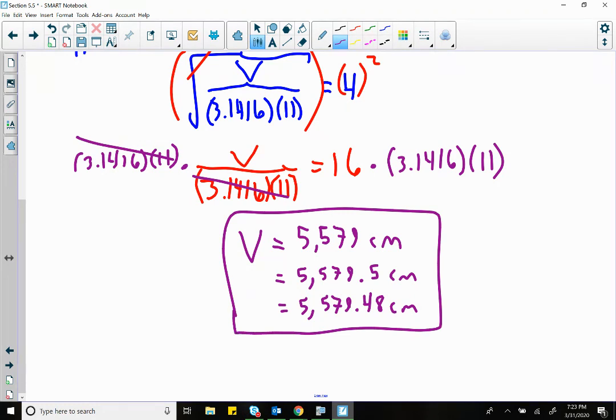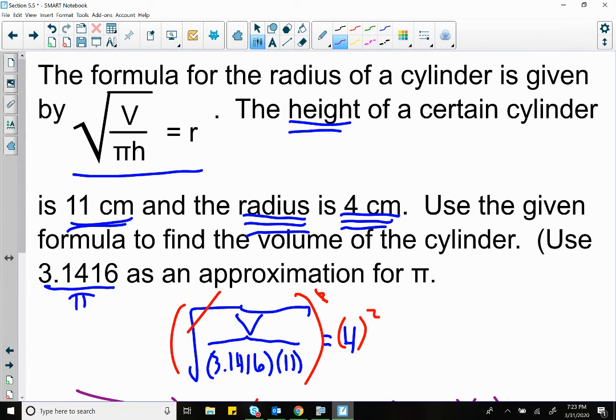And this is a real world problem, so you don't have to check this. Okay, this is A-okay, this is good to go. And that is 5.5.